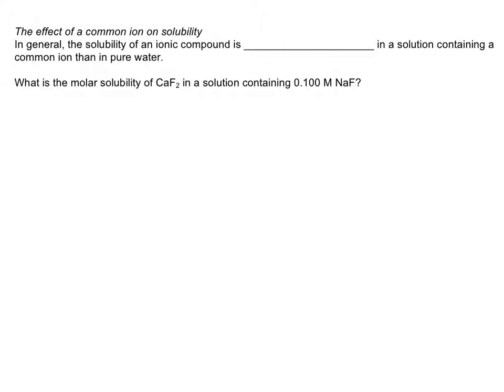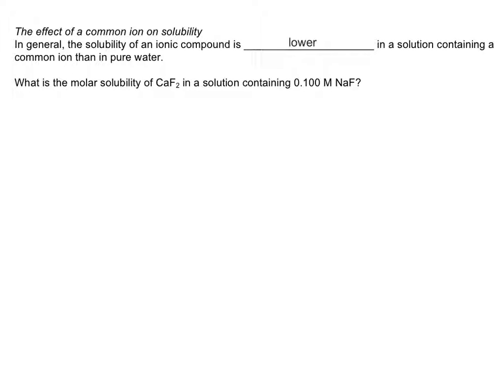Now I'm going to talk about something called the common ion effect. In general, the solubility of an ionic compound is lower in a solution that contains a common ion than it is in pure water. What this means is that if we already have some of the ions present, not as much of the salt is going to dissolve. Let's look at this mathematically, so hopefully that will help you make some sense of it.